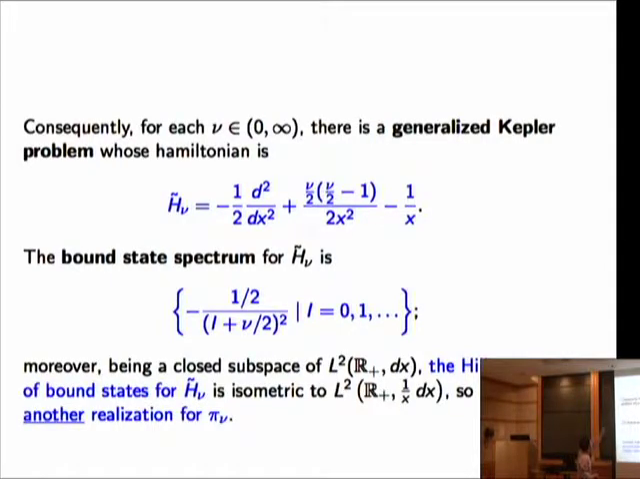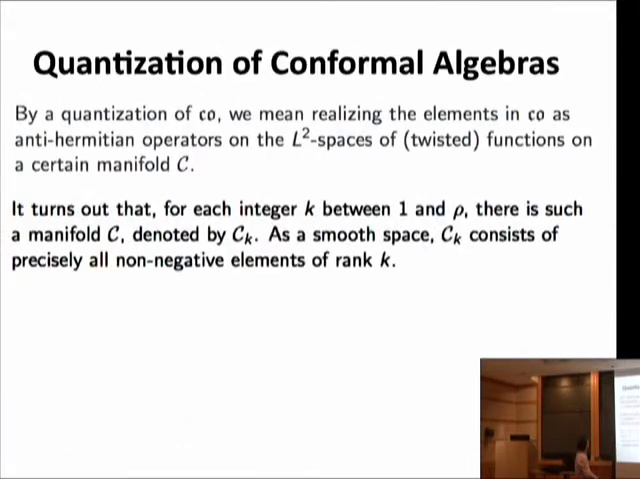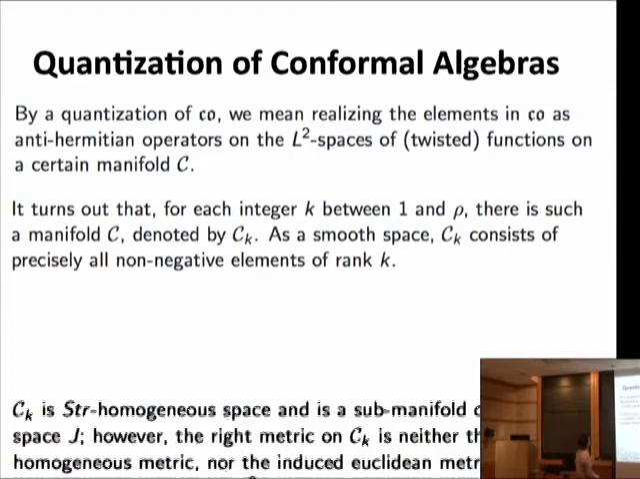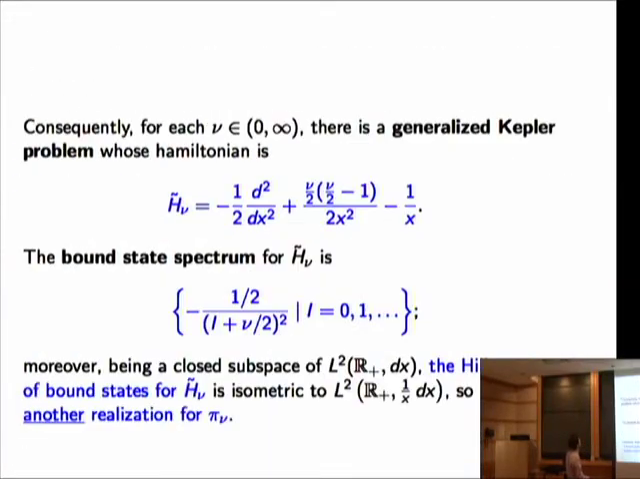So consequently, for each nu equal to this, remember we have this h equal to that. But now we realize this as a differential operator, this as a differential operator. Then you just plug in. And similarly, you plug in here. So we'll get an answer. So for each nu between 0 and infinity, there's a generalized Kepler problem whose Hamiltonian is like this.